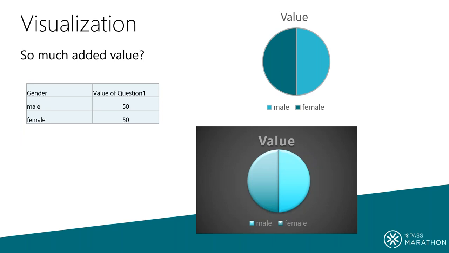I've seen many times something like this: gender and some type of question. And if the first pie chart wasn't good enough, I've also seen people doing some additional fancy-schmancy visualization, giving you a much better and nicer view, but in reality both are literally the same and, in fact, very useless.